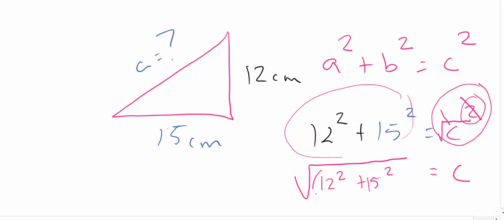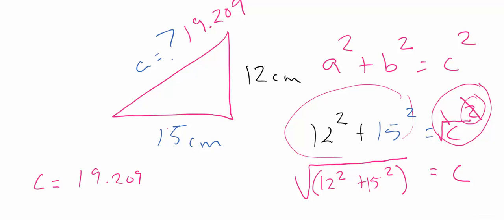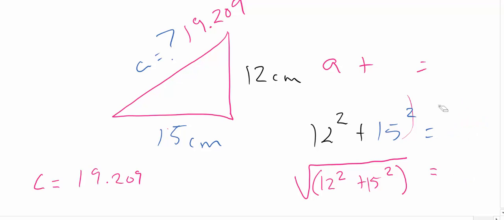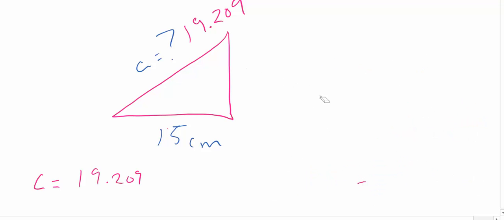If you're putting this into your calculator, make sure to put brackets around here. Then when I enter that in my calculator, my C would become 19.209. So that would be my value right here. So we've just used the Pythagorean theorem to solve for an unknown side. Now we can rearrange this formula if we're given the hypotenuse. We'll do a quick example of that as well, because we're going to have to be able to rearrange this formula.